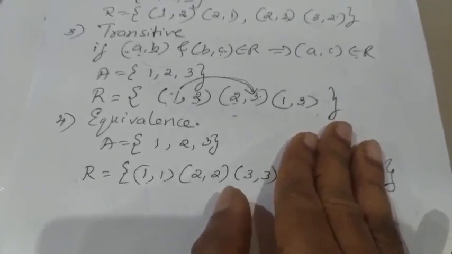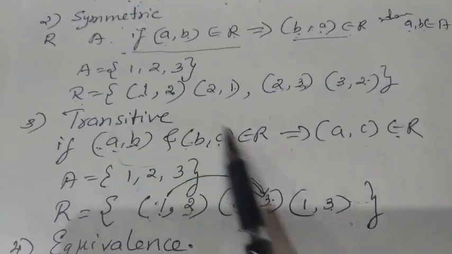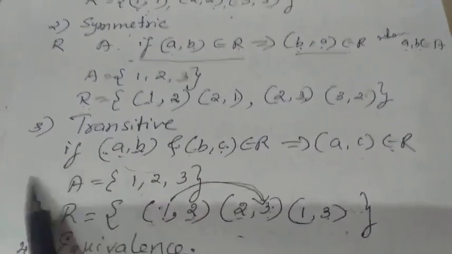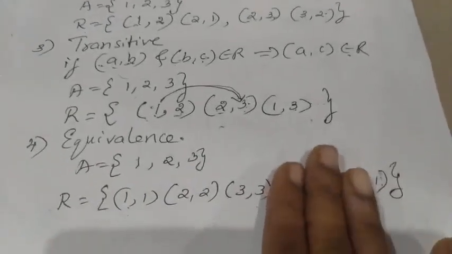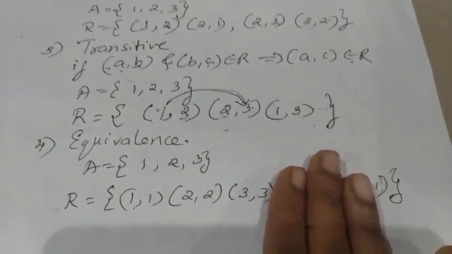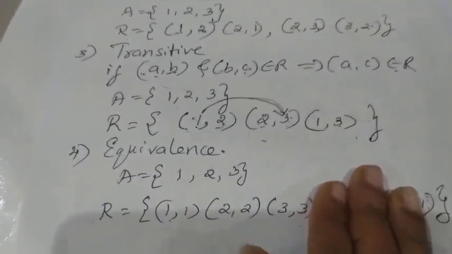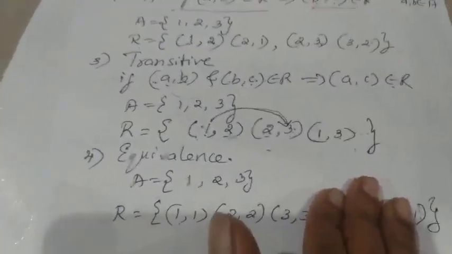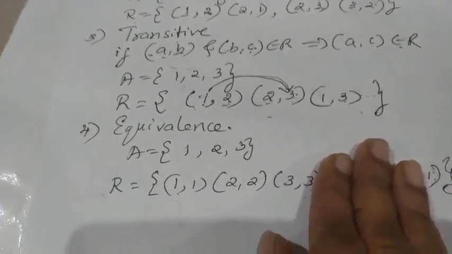Then transitive. Transitive property: if (a, b) and (b, c) are included, then (a, c) must be included. But here there are no ordered pairs like that. Therefore, no need to check whether (a, c) is there or not. Therefore, this relation is reflexive, symmetric as well as transitive. Even if you write just this, it is an example for equivalence relation.